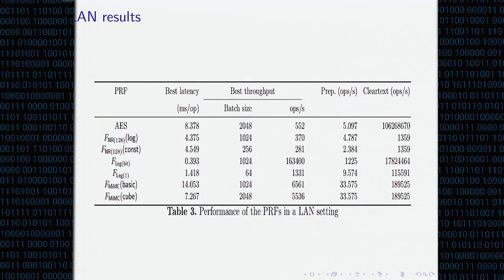Okay, no more questions? Did you look at the lattice-based PRFs? Would they be useful here? The lattice-based PRFs? Yes. Nope. Okay, we can finally thank him a second time. Thank you.